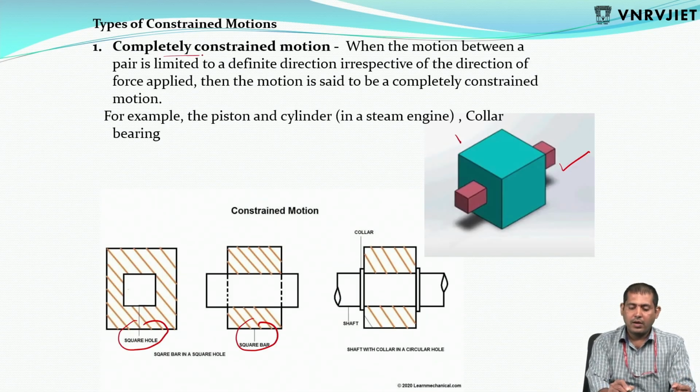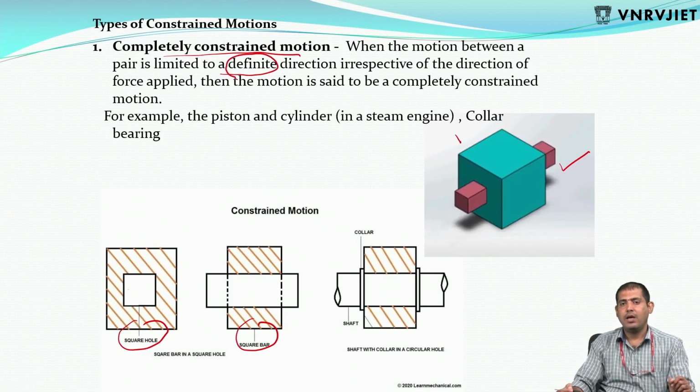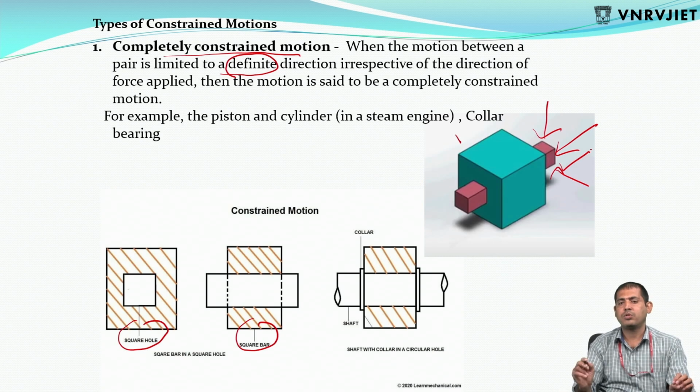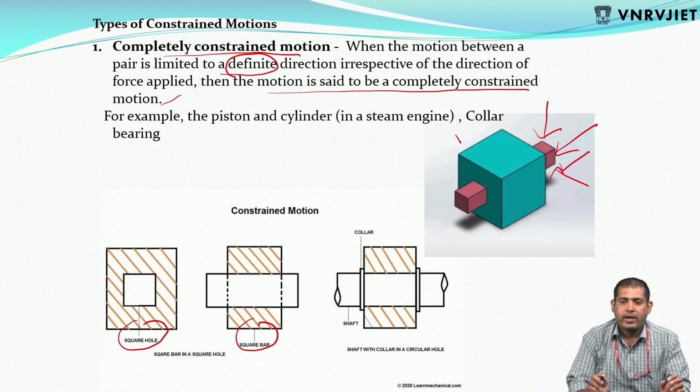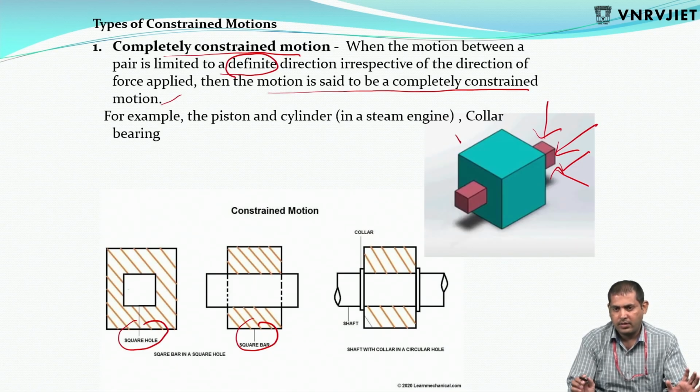So completely constrained motion is when the motion between the pair is limited to a defined direction, meaning only one direction here, irrespective of the direction of the force applied. If you apply force like this, irrespective of the force applied, there is only one kind of motion, only sliding motion. Then the motion is said to be completely constrained motion. Examples: piston and cylinder. Inside the cylinder, the piston has only one motion, moving to and fro. Collar bearing also has only one motion.